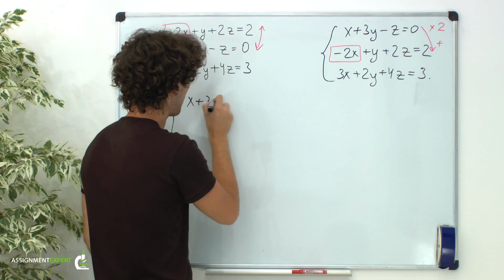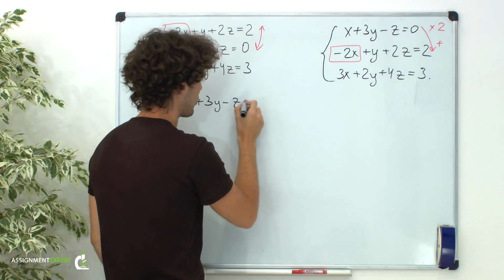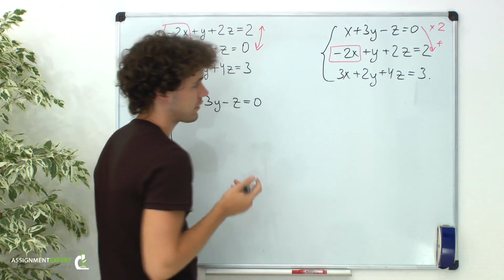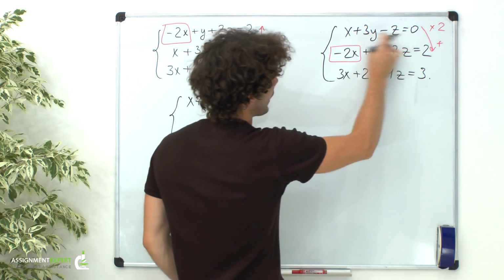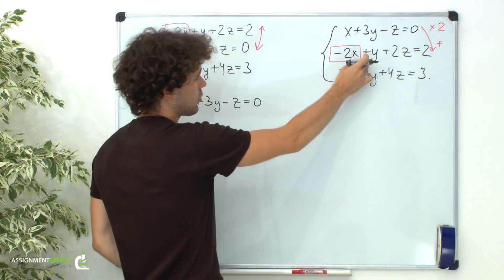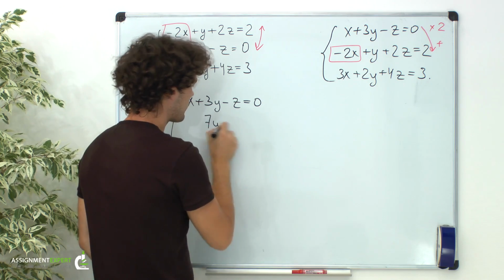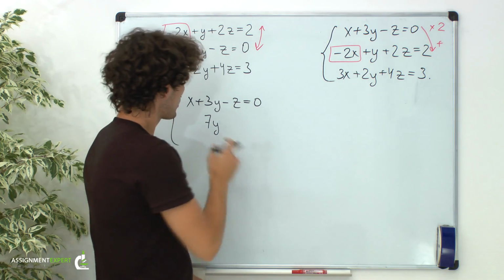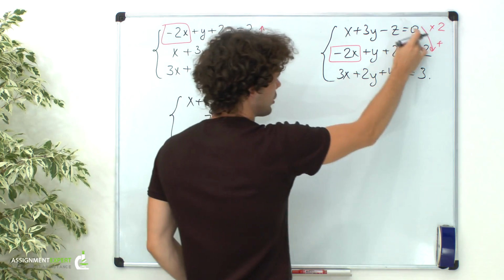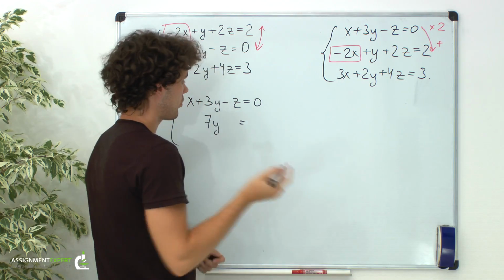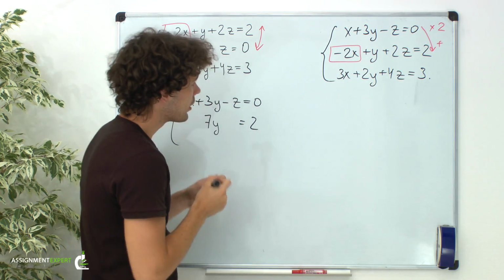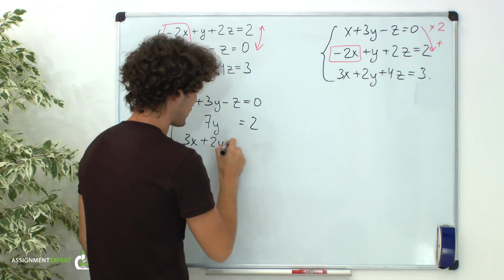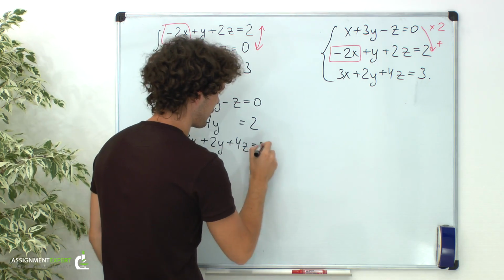The first equation remains the same: x plus 3y minus z equals 0. Now the second. x times 2 minus 2x gives us 0. Then 3y times 2 is 6y plus y gives us 7y. Then negative z times 2 plus 2z equals 0. So 7y equals 0 times 2 plus 2, which is 2. In the last equation we have 3x plus 2y plus 4z equals 3.